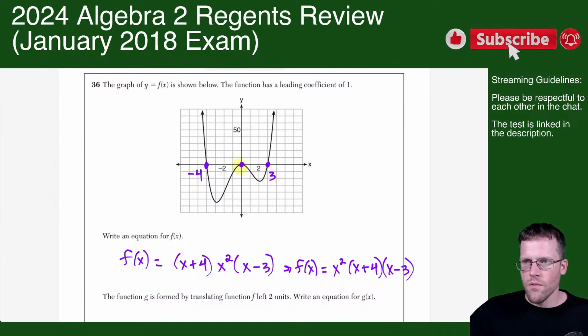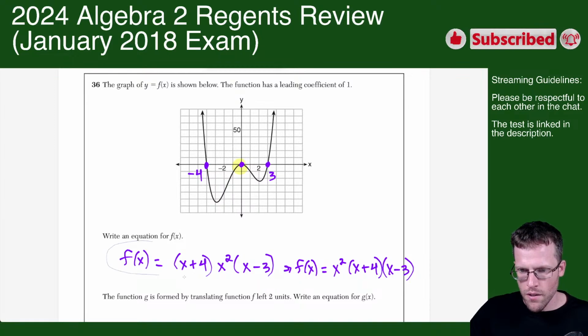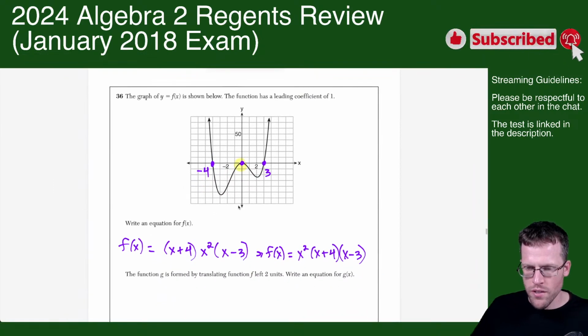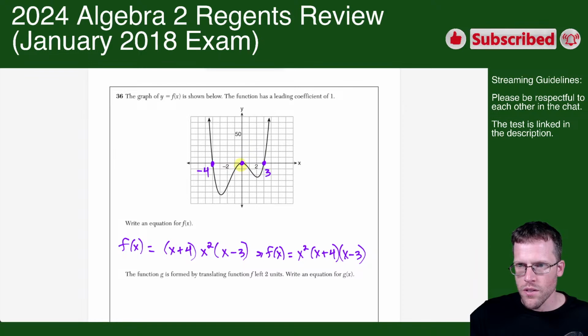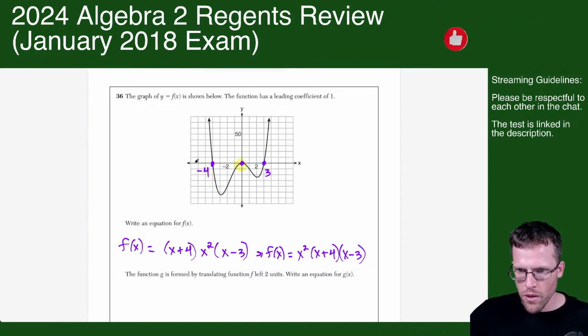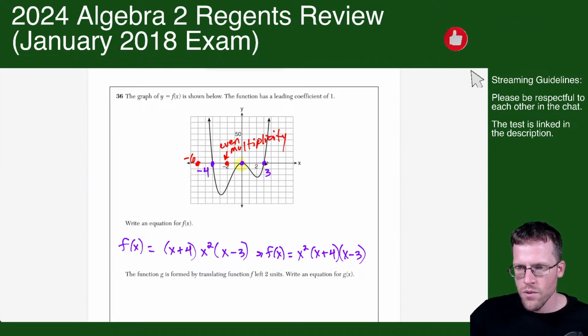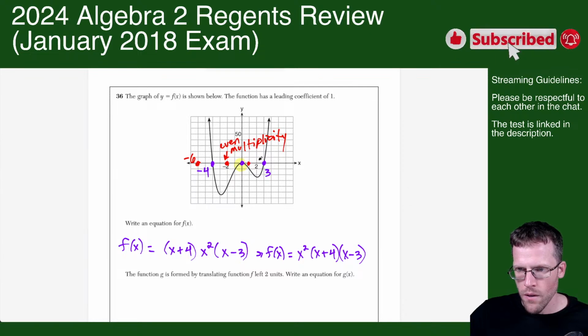Okay, and now this last part, let me just move this over. The function g is formed by translating f left 2 units. So here, what we could do is we go left 2 units. That's our new root at -6. Left 2 units is our new root, but remember, this has even multiplicity. Okay, and then left 2 units puts us here at 1.